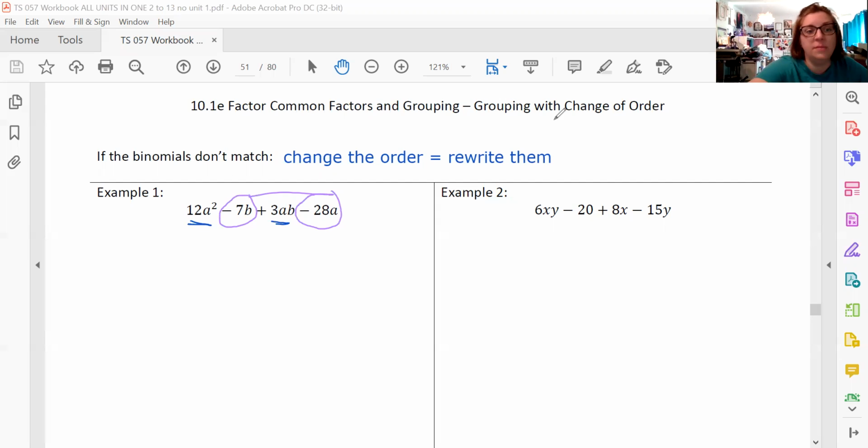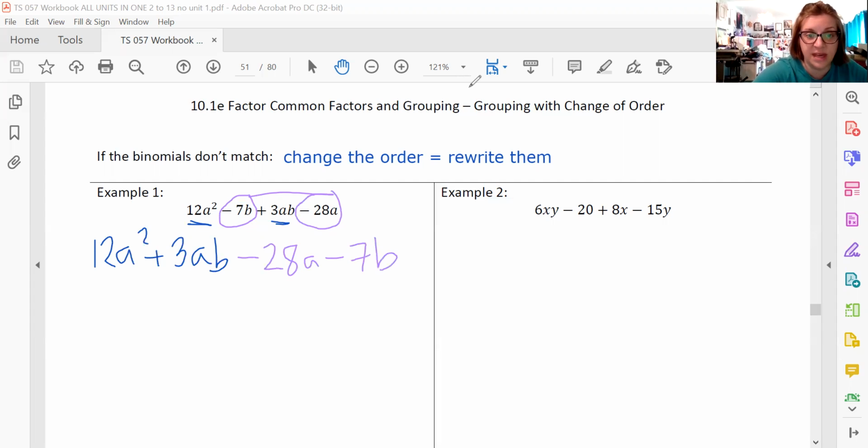So here I'm going to rewrite this. I have 12a squared, and now I'm going to group it with 3ab. And then, because I had the bigger number over here, the 12, now I'm going to do minus 28a minus 7b over here. I'm just moving those locations because now the bigger number is in front on both of my groups.